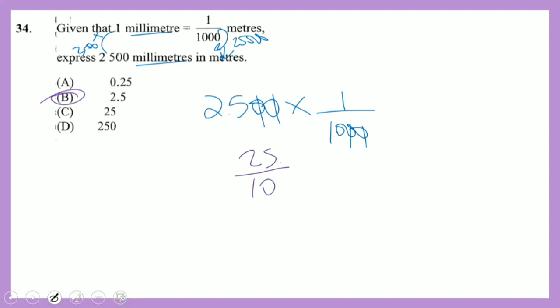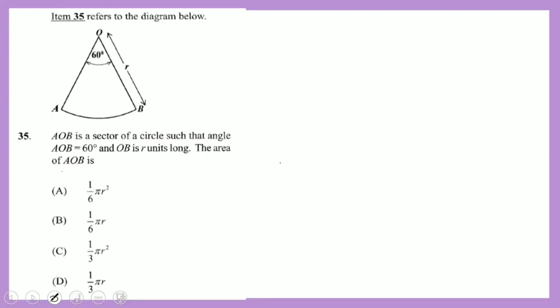Right? So each digit will move one place to your right. In other words, the decimal point seemingly moves one place to your left, because you're dividing. So the answer is 2.5.